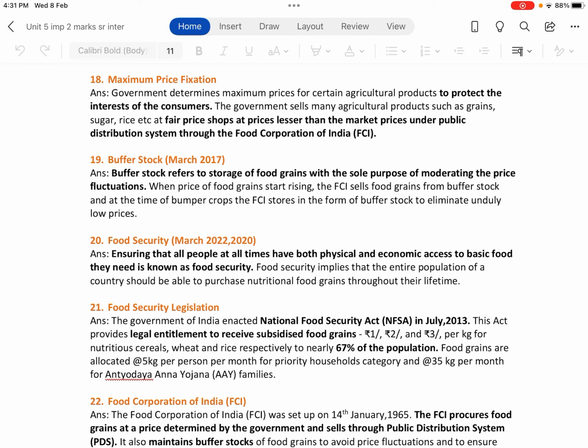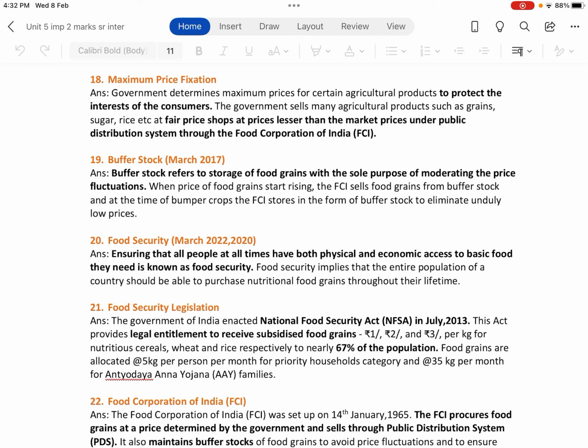Okay. Then 20th question, food security. So this question was asked in March 2022 and 2020. Ensuring that all people at all times have both physical and economic access to basic food they need is known as food security. So ensuring that all people at all times, so the entire population of the country at all times, that is throughout their lifetime, have both physical access, that is the quantity availability of food grains, and economic access. Economic access means they should have the sufficient income to purchase the food grains at whatever the prices. That is what it means.